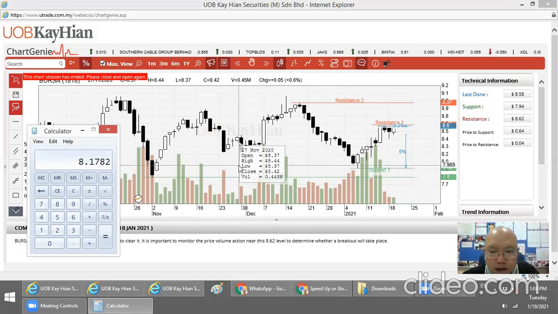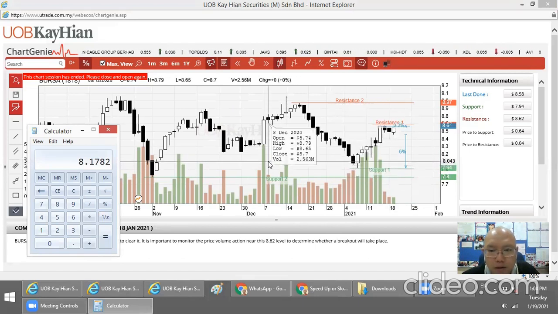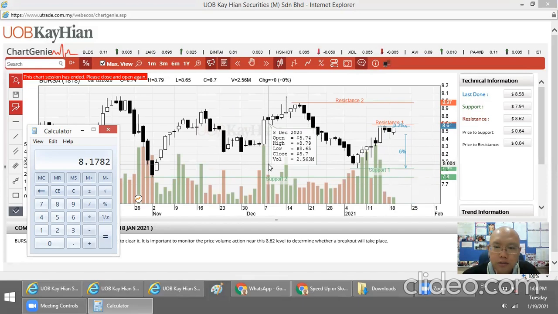Or perhaps I will check this one. Do you see the black one? The tail is touching 799. So yeah, probably 8 ringgit is the best for me. So that is how I use Chartgenie to determine my entry price. And of course, if I would like to trade on a short-term basis, I can do it that way.